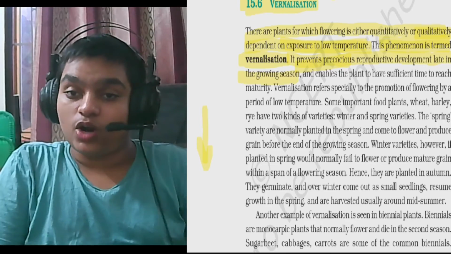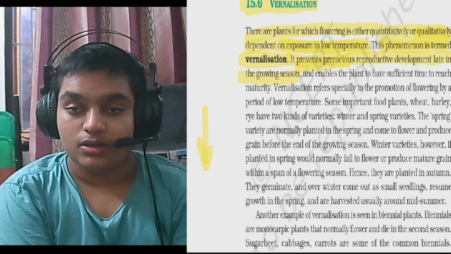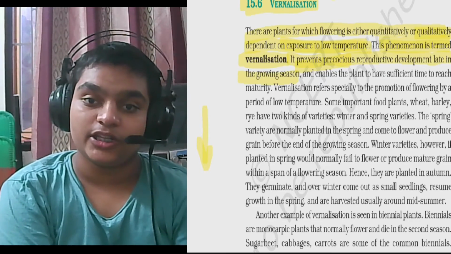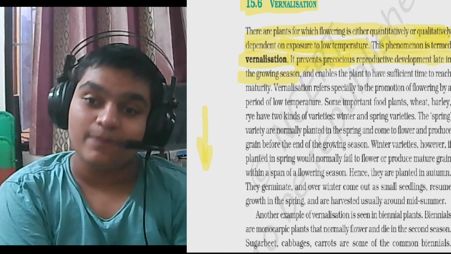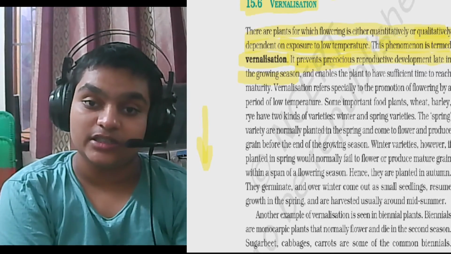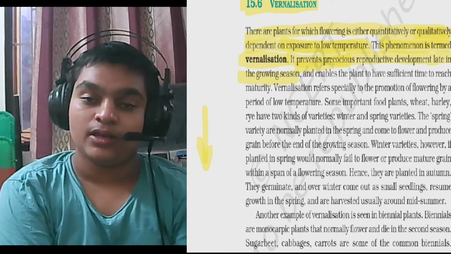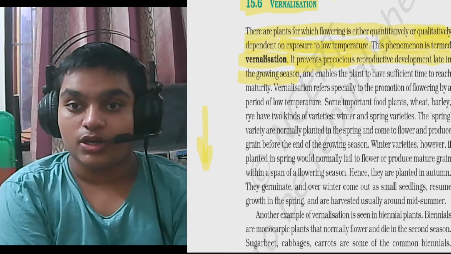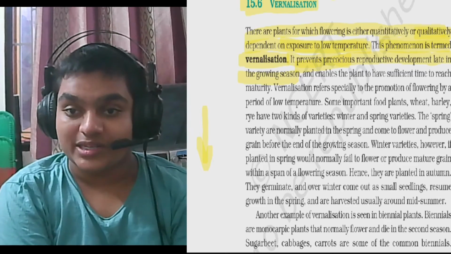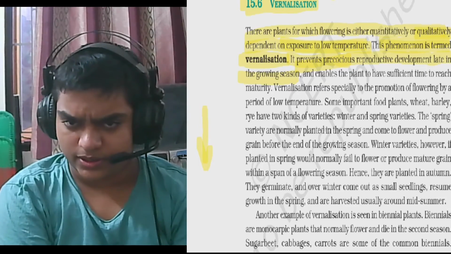In vernalization, the plants do not achieve reproductive development in the growing season, but it enables reproductive maturity only once the growing season is completed and the plants are ready to flower. Growing season is completed and then only they are able to mature reproductively. That is called vernalization, and it refers specially to promoting flowering by a period of low temperature.